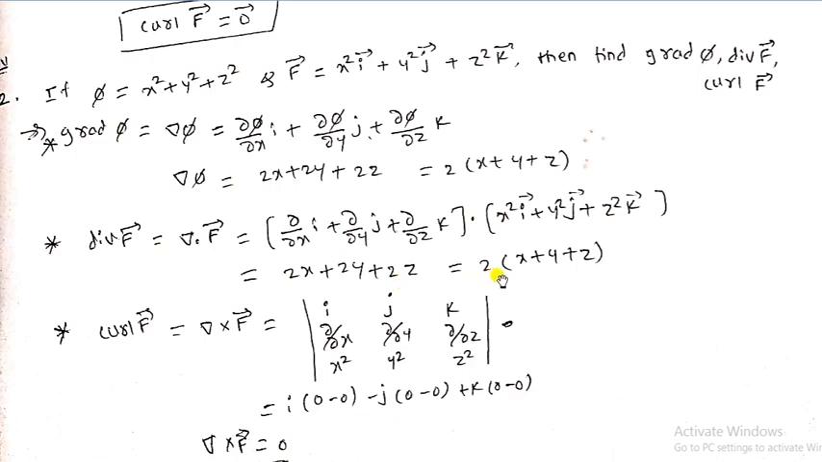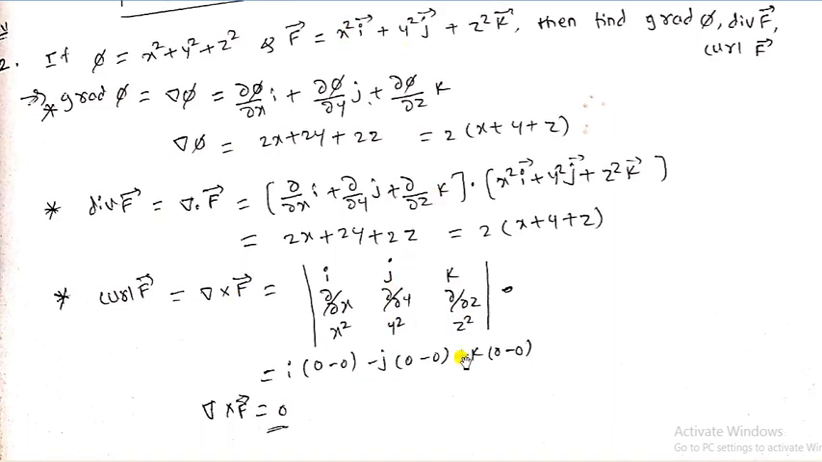And again as common, x plus y plus z, which gives the divergence of vector f. Last one is curl of vector f. So curl of f is del cross f. So you know that the determinant of i, j, k, second row is del. Del means dou by dou x, dou by dou y, dou by dou z. Then use the last row as vector f, so vector f as x square, y square and z square.